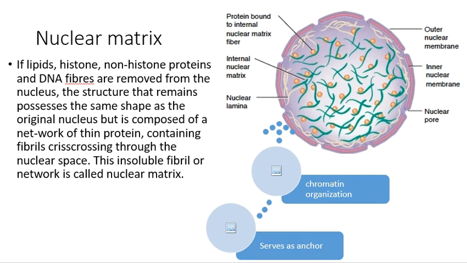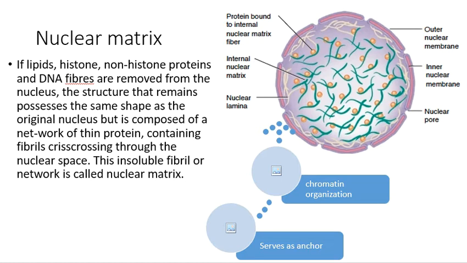Nuclear matrix. If histone and non-histone proteins and DNA fibers are removed totally from the nucleus, what remains after that is called the nuclear matrix. It is composed of a network of thin protein-containing fibrils crisscrossing through the nuclear space. This insoluble fibril network is called the nuclear matrix.